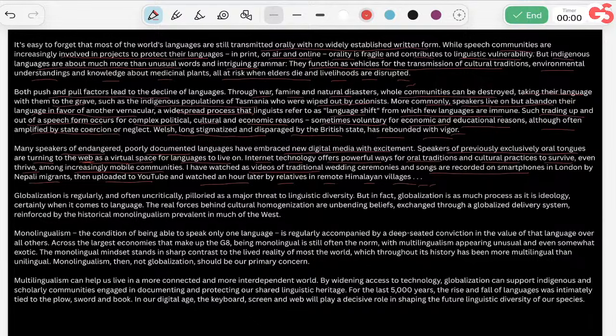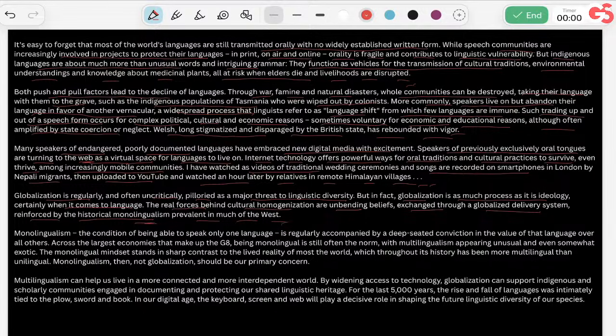Clear? Globalization is regularly and often uncritically pilloried as a major threat to linguistic diversity, but in fact globalization is as much a process as it is an ideology. Certainly, when it comes to language, the real forces behind cultural homogenization are unbending beliefs exchanged through a globalized delivery system, reinforced by the historical monolingualism prevalent in much of the West.